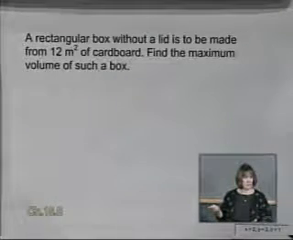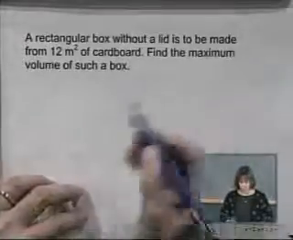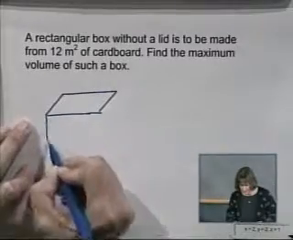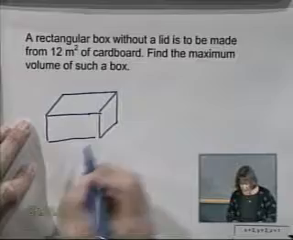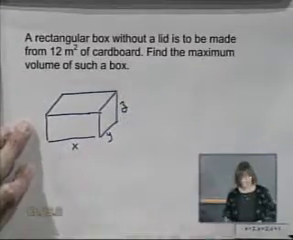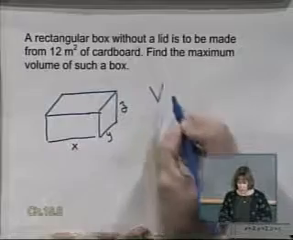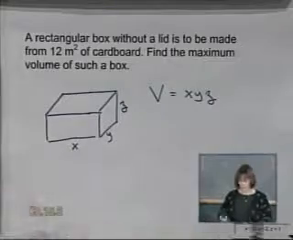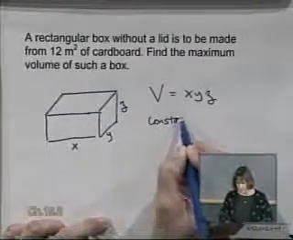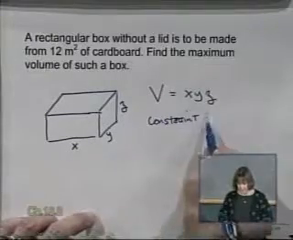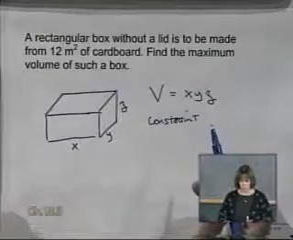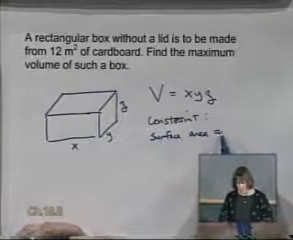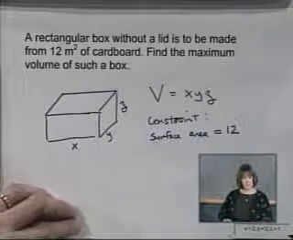Well, to me, the volume is what I want to maximize, right? Let's draw a box. Here's my box, and it has dimensions length, width, and height. What do I want to maximize? I want to maximize the volume, which is just x times y times z. Now, what's my constraint? My constraint is I only have 12 square centimeters of cardboard. So my surface area must equal 12 square centimeters.